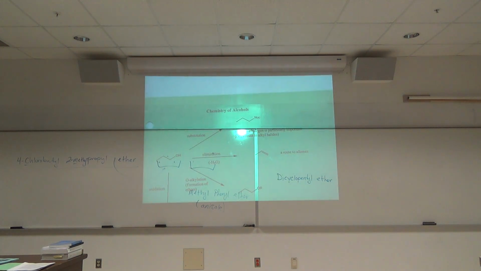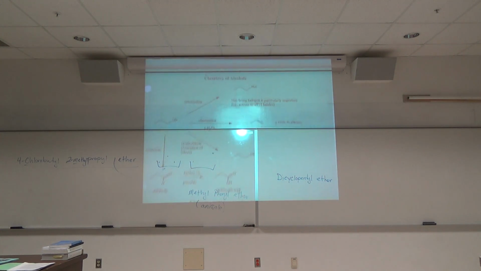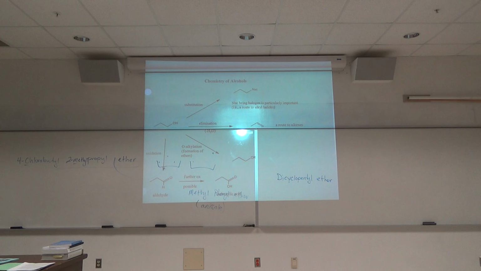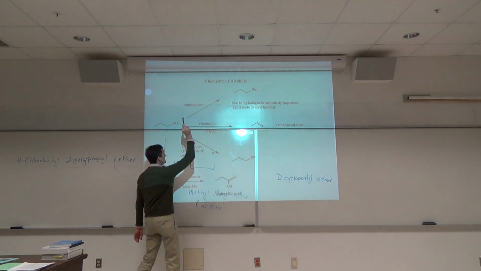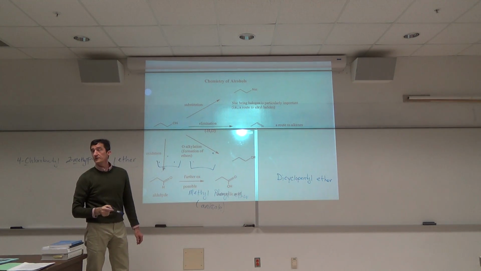Green sheet gives a summary of all of test 1 except for NMR. Front and back. At the top, we'll see chemistry of alcohols. With an alcohol, you can do substitution and elimination. We did both of those in Organic 1.